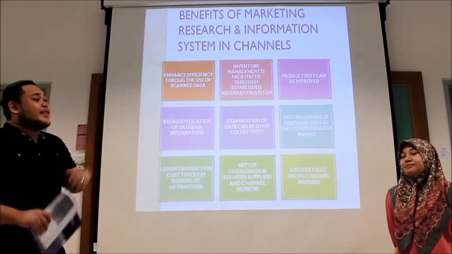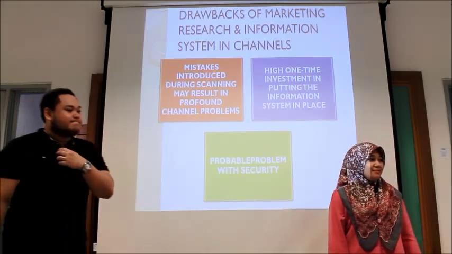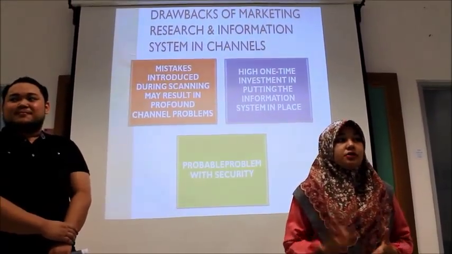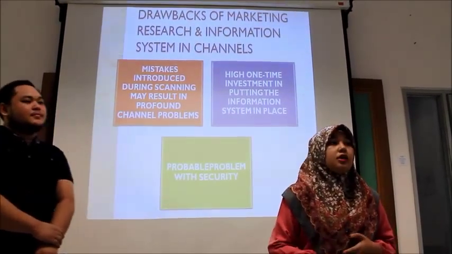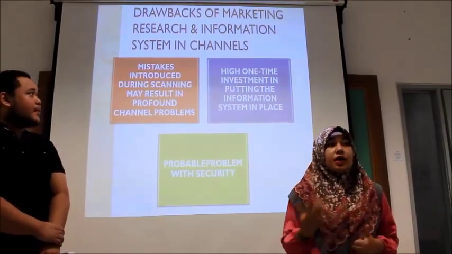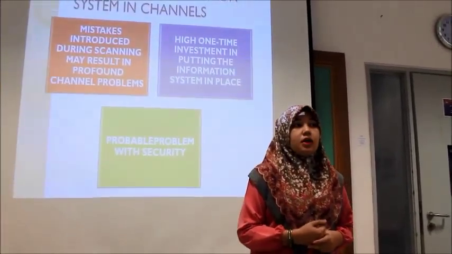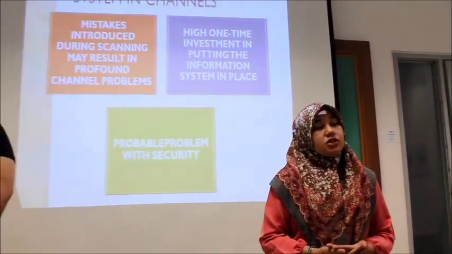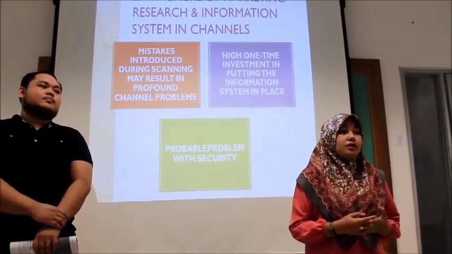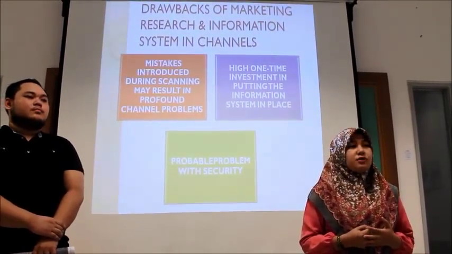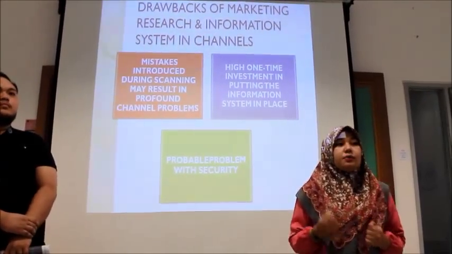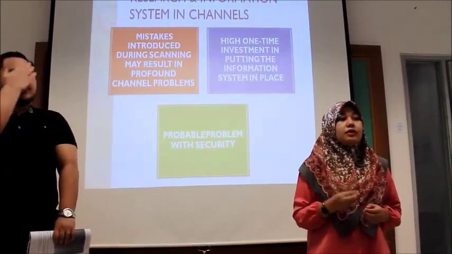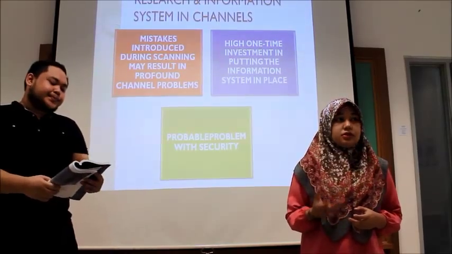And then we'll proceed with the disadvantages. Okay, I will present about the drawbacks with the use of information system in distribution channel. This will include three. The first is mistakes introduced during scanning may result in profound channel problems. The use of UPC barcodes for scanning purposes is supposed to speed channel transactions. However, when a vendor incorrectly uses the same UPC code for different items, problems in inventory, order processing and replenishment of orders will occur.